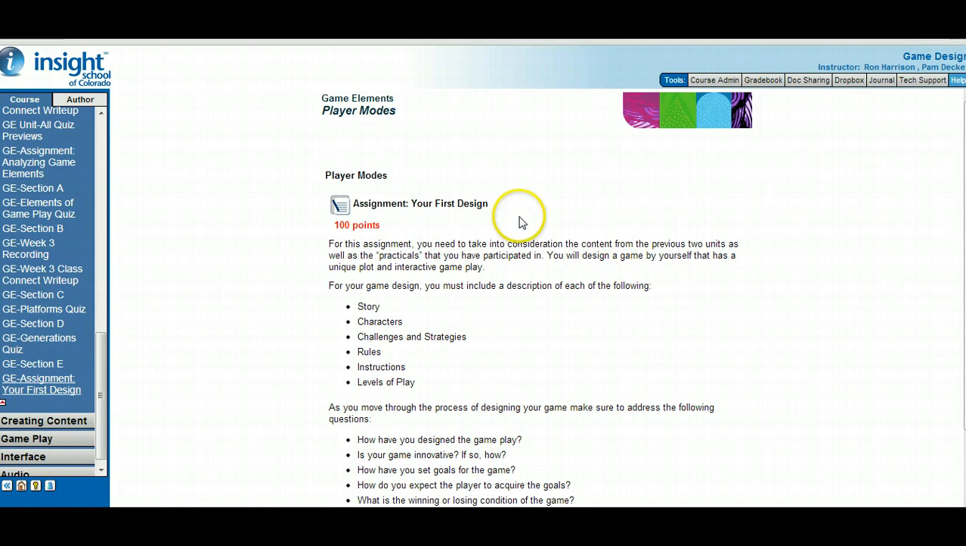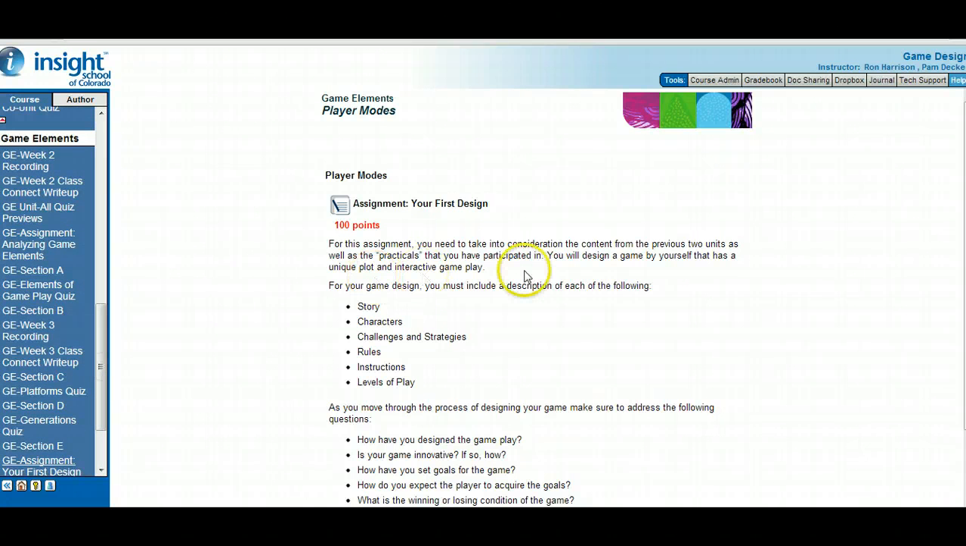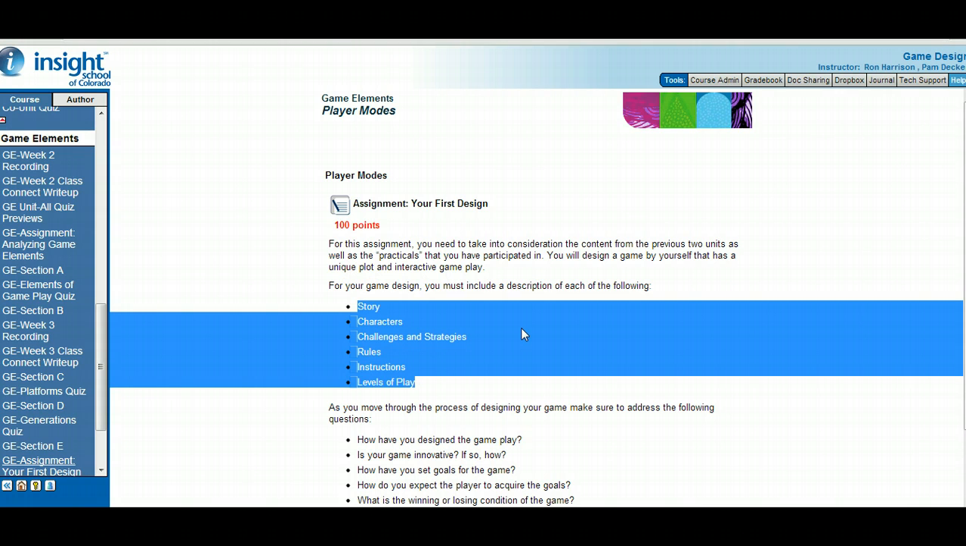So if I look at this, it's a 100-point assignment. So that means it's 1/10 of your grade. So obviously it's going to be a big assignment. And we've learned in the first two units, the course overview unit and the game elements unit, about different game elements. And these are some of the game elements we've learned about. So if you need to refresh your memory on what these things are, then you need to go to the game elements unit and the course overview unit to recall what these things are.